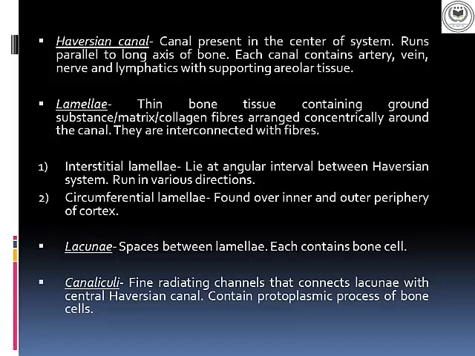Lacuna. Spaces between the lamella are known as lacuna. Each of these contains a bone cell. Canaliculi. They are fine radiating channels that connect the lacuna with the central Haversian canal, and they contain the protoplasmic processes of the bone cells.